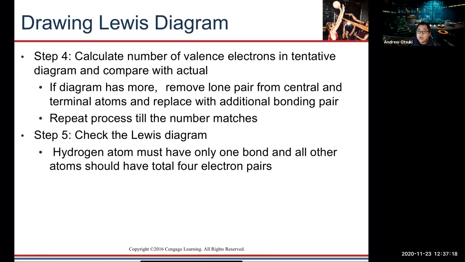So for the Lewis diagram, you should check a few things. Hydrogen atoms can only have one bond. And so in every Lewis diagram, you're going to have a hydrogen atom always bonded. It cannot exist as a lone pair because it can only form one bond, and it's always going to be bonded to an atom. So it can never be a lone pair. But all other atoms should have at least 4 electron pairs. There are some atoms that may have more than 4, but we'll touch on that later.